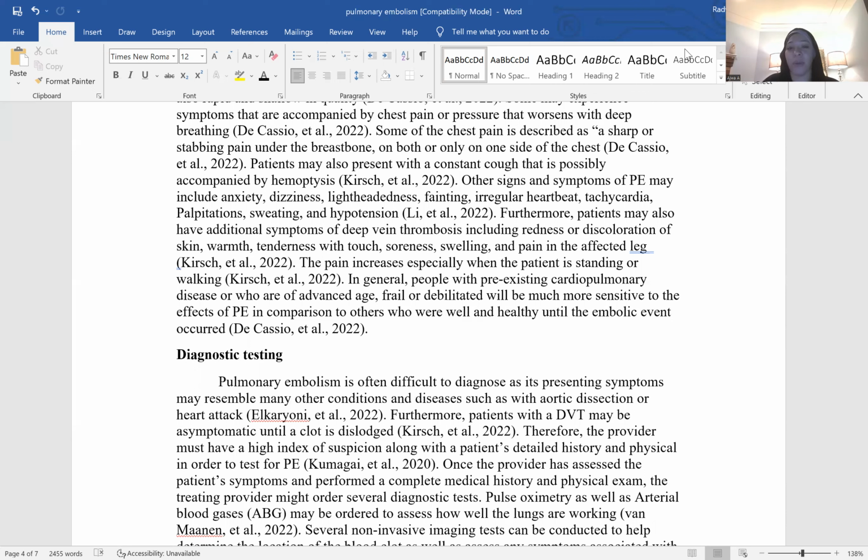In general, people with pre-existing cardiopulmonary disease or who are of advanced age, frail, and depleted will be much more sensitive to the effects of PE in comparison to others who were well and healthy until the embolistic event occurred.